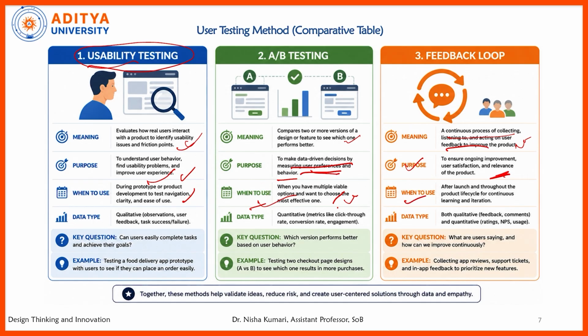And the feedback loop we are going to use throughout the product life cycle to continuously improve and enhance consumer satisfaction, because the entire purpose of design thinking is the users: how we can keep their satisfaction level higher, and how we are able to meet their needs or desires, which are the center of design thinking.